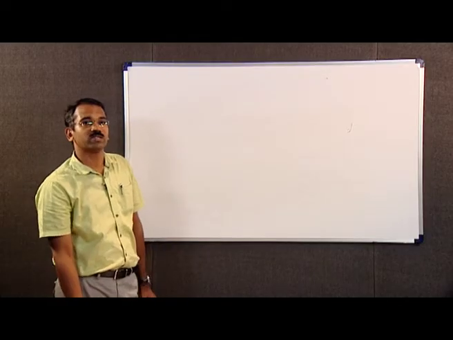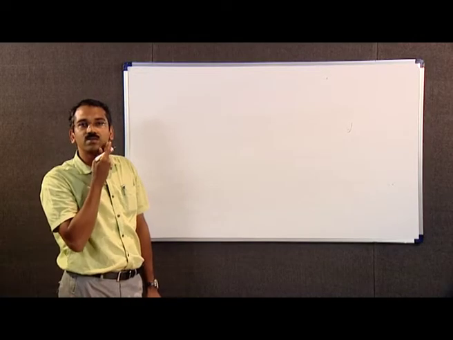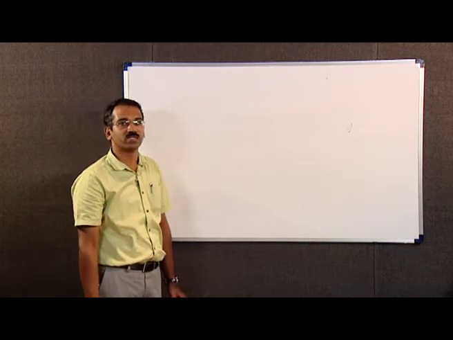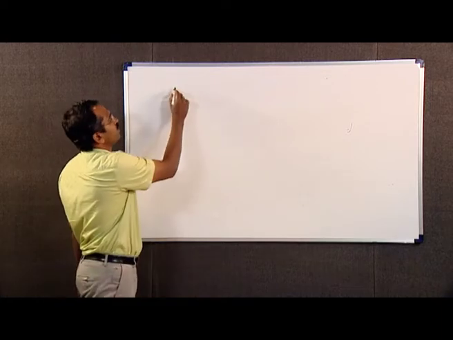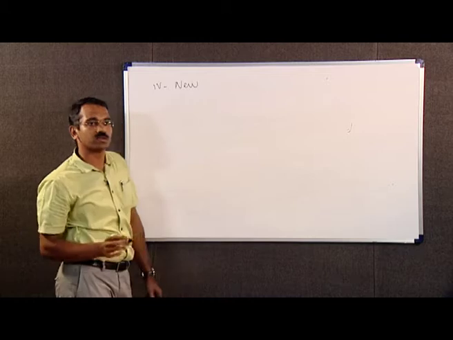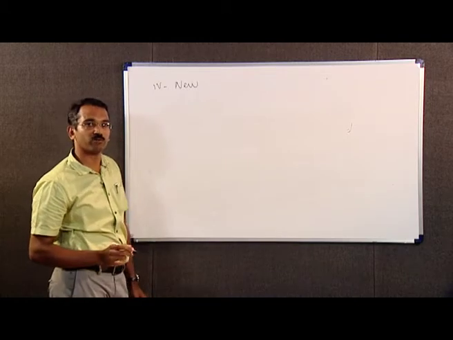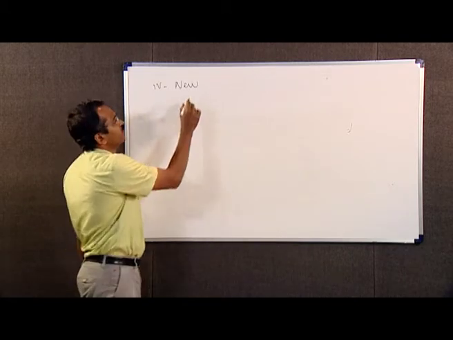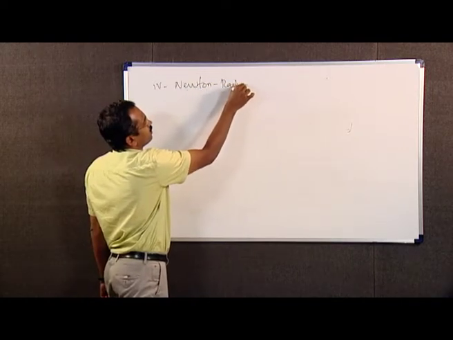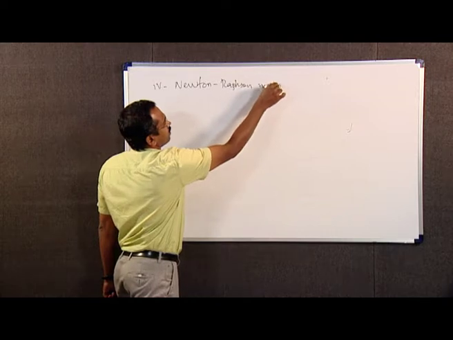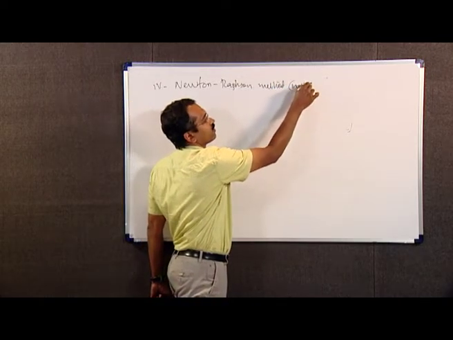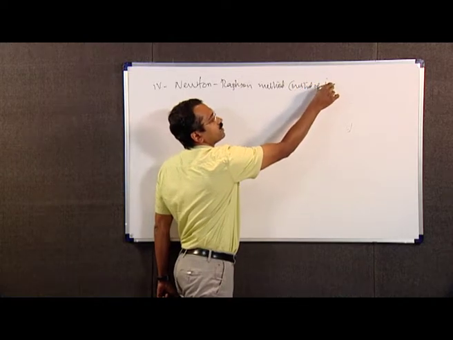Now, we will discuss the next method, that is Newton-Raphson method or method of tangent. Newton-Raphson method is the fourth method to solve an equation of the form f of x equal to 0. Newton-Raphson method, or method of tangent.